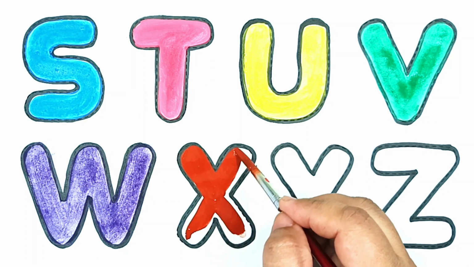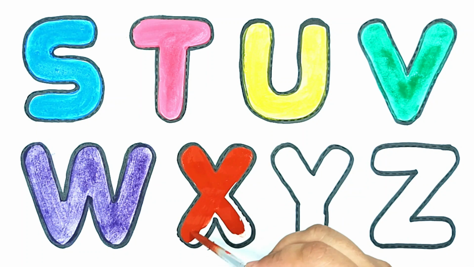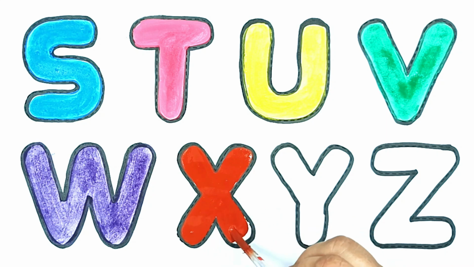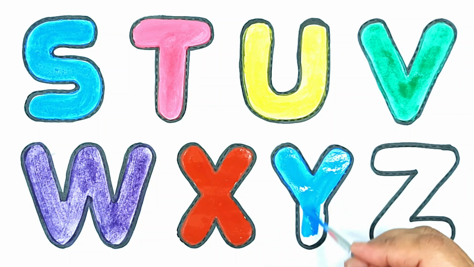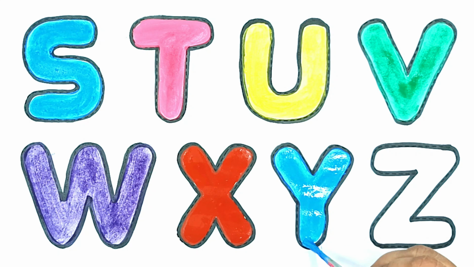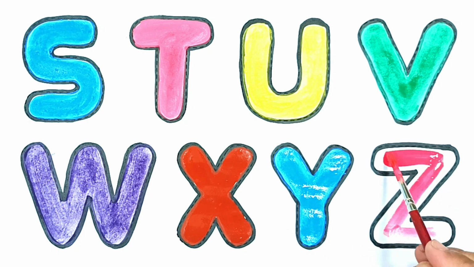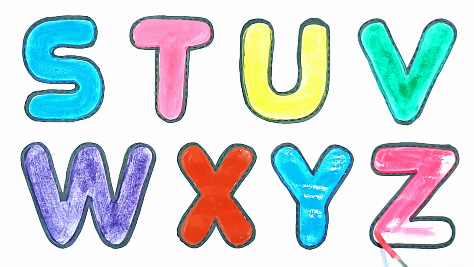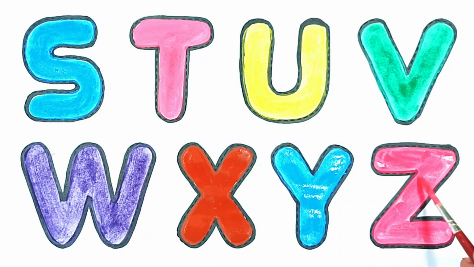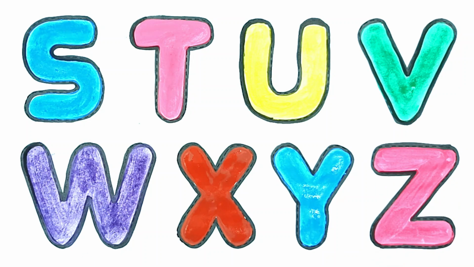X for axe, X for fox. X is for xylophone, play it today. Y for yo-yo. Y for yacht. Y is for you, now you know how it goes. Z for zebra. Z for zebra. Z is for zipper, open and closed.